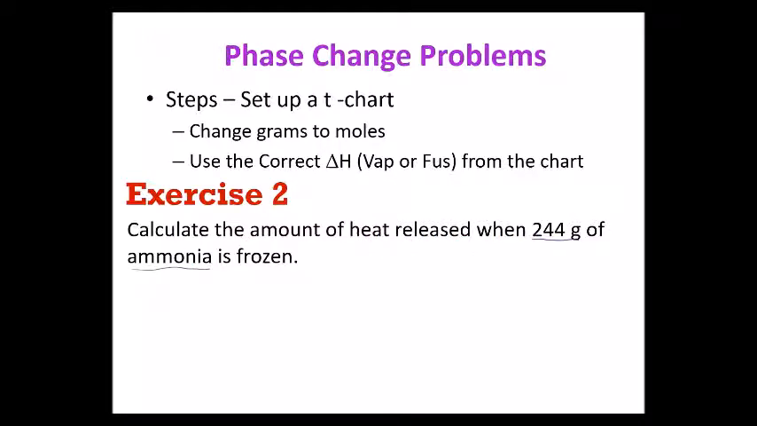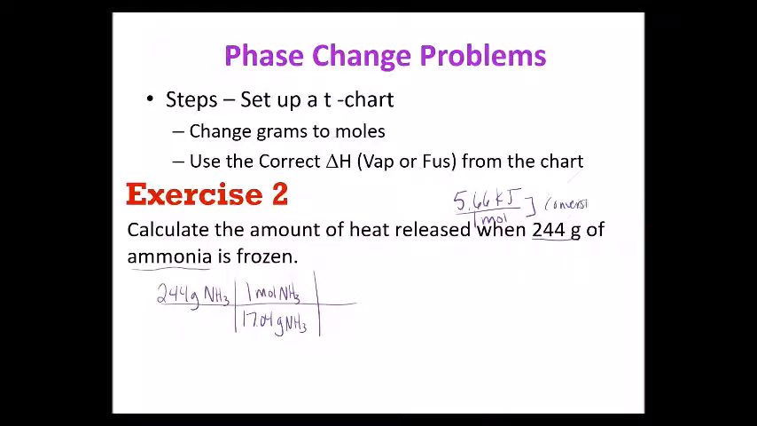So I would set it up. I would do the 244 grams here. This is ammonia, so NH3. Change that to moles, so grams of ammonia. That's 17.04 equals 1 mole. All right, now, because we know it's the 5.66 kilojoules, this is per 1 mole. This becomes a conversion factor for us, and we can use it in our T charts. So for every 5.66 kilojoules, that's going to equate to 1 mole.